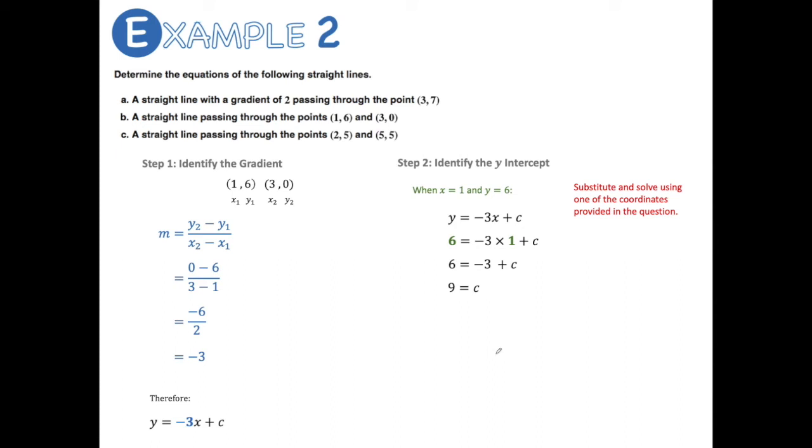Now I could have done the same process with my second set of coordinates, 3 and 0, and would have resulted with the same y-intercept value. So step 3 is going to be to write the equation. So my equation is going to be y equals negative 3x plus 9, substituting in my gradient and my y-intercept value.